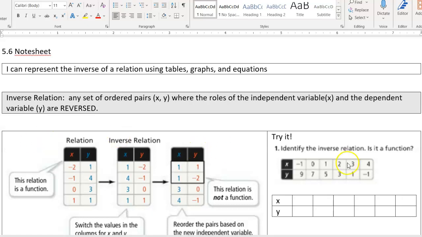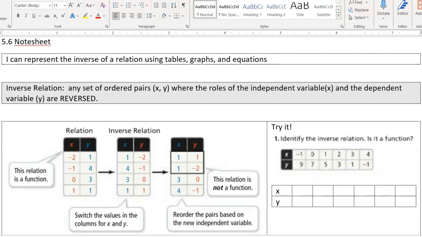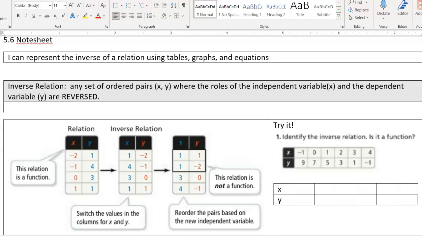All right, well, welcome. In this video, we're going to be looking at lesson 5.6, which is going to be about finding the inverses of functions. But let's review what an inverse is. An inverse relation is any set of ordered pairs, x and y, where the roles of the independent variable, which is x, and the dependent variable y are reversed or flipped.